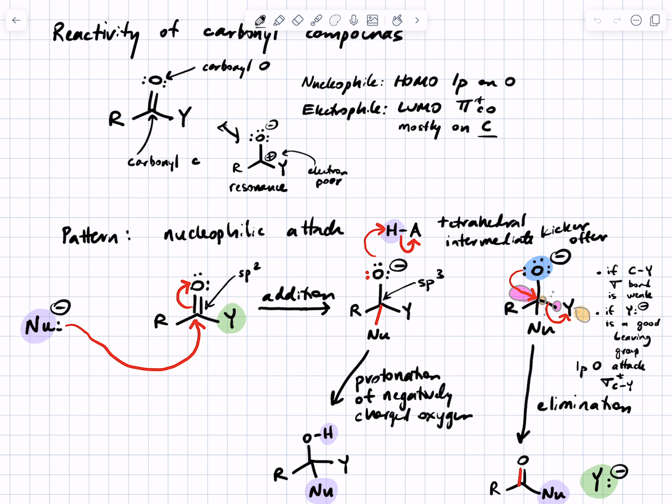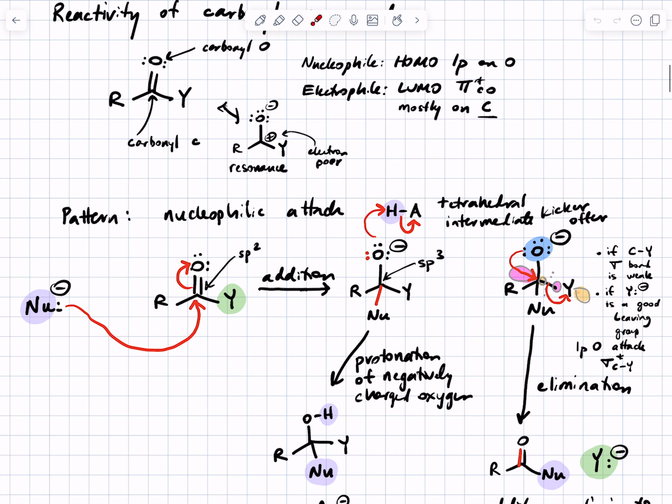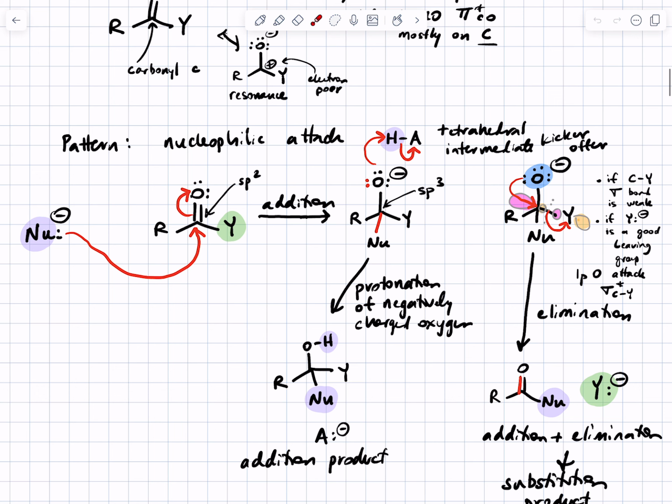Last time we were talking about reactivity of carbonyl compounds. Recall that as electrophiles, carbonyls are reactive at the carbonyl carbon, at the carbon-oxygen pi star. A nucleophile will attack the carbonyl carbon. That's the nucleophilic addition step. Then we get a tetrahedral intermediate, and you can't memorize what happens to the tetrahedral intermediate because it just depends.